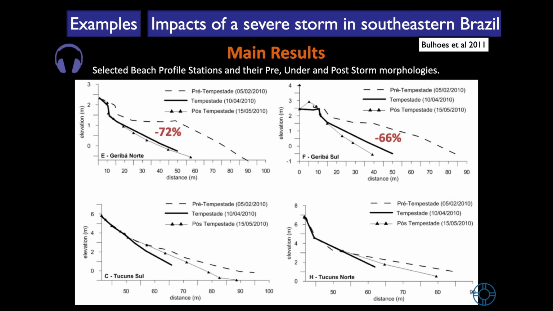Here we can see some selected beach profile stations and their pre, under, and post-storm morphologies. Note that 2 of them have lost more than 2/3 of their sand volumes and did not recover completely for up to 18 months.